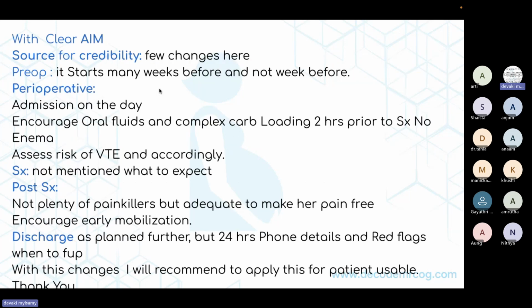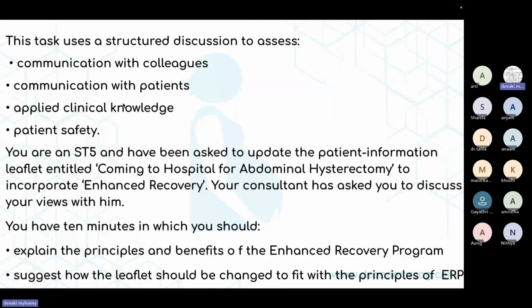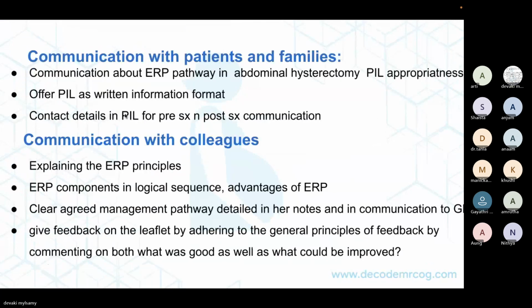So what are the domains being tested in this question? Have you written it down? No. There are 4 domains. Only information gathering is not there. Communication with ERP pathway in abdominal hysterectomy, PIL appropriateness. Okay, so whether the communication which has been mentioned in the PIL is appropriate or not. No, it was not. You need to make it appropriate.